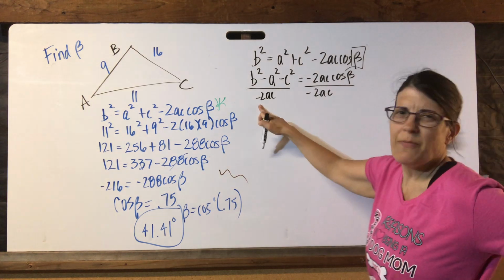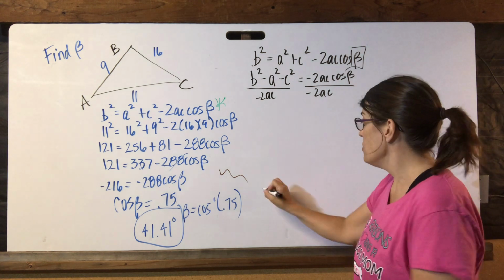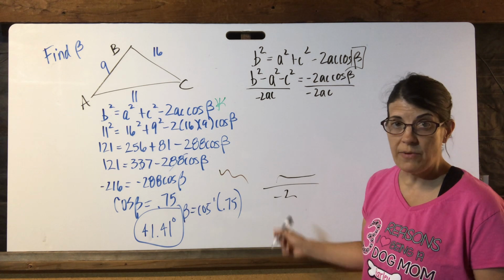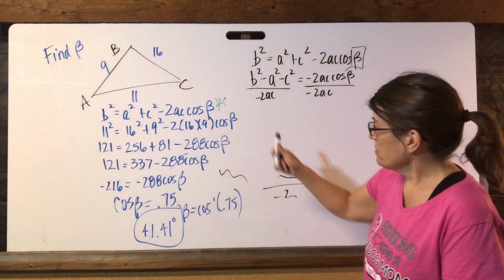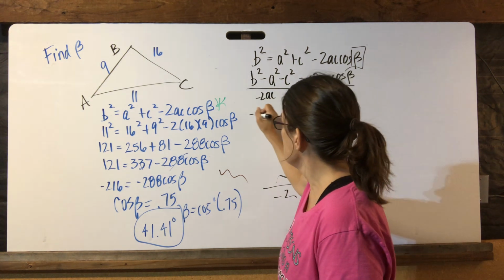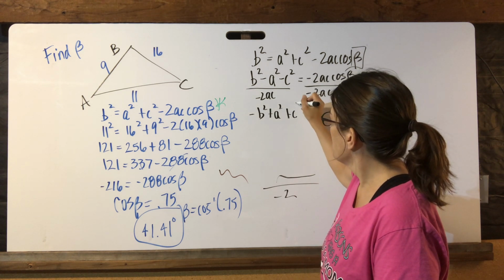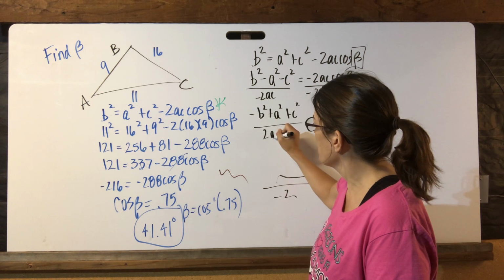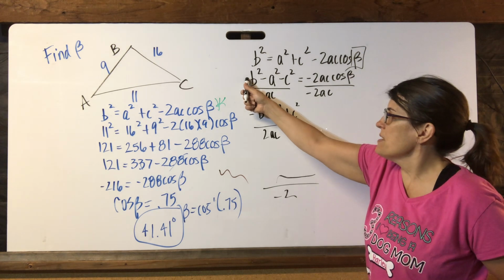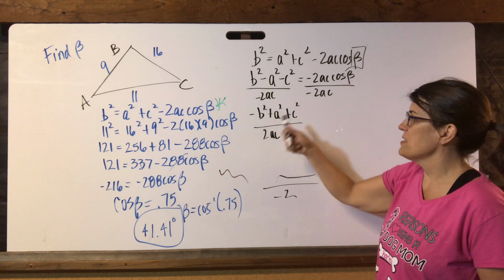Okay, we don't like the negative in the denominator, and that's why many times on a quiz or a test, if you leave it divided by negative 2, I tell you that's not simplified, no negatives in the denominator. Let's move it up. So this becomes negative b squared plus a squared plus c squared over 2ac. This positive became a negative; divided by a negative is a positive. Here you go.